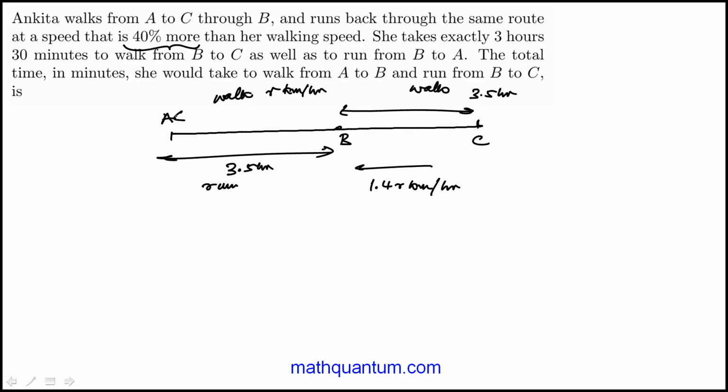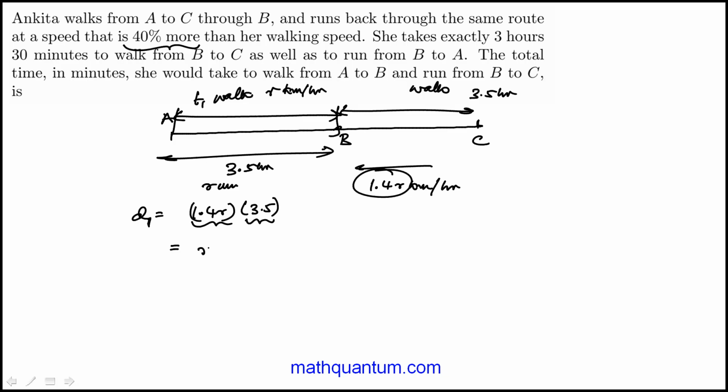So we can find this distance. It would be her running rate, which is 1.4 r, let me actually call that D1, times 3.5 hours. So this is rate times time. And that's the same distance she covers while she's walking. So if that time is T1 here, this would be r times T1. From this, I can figure out what T1 is, because r would drop out. It's 1.4 times 3.5, and you can use the calculator here. It turns out to be 4.9 hours.